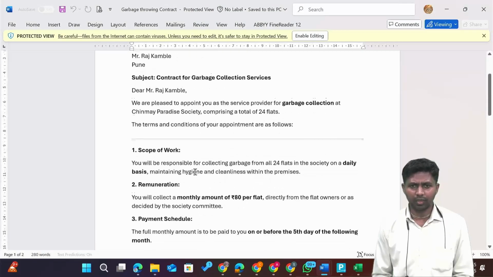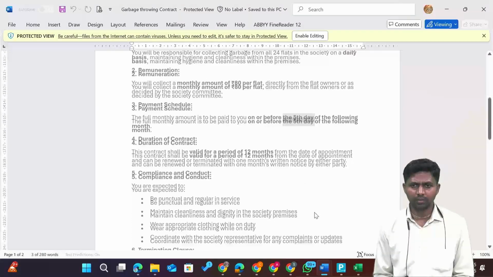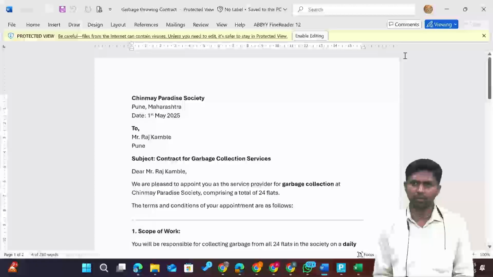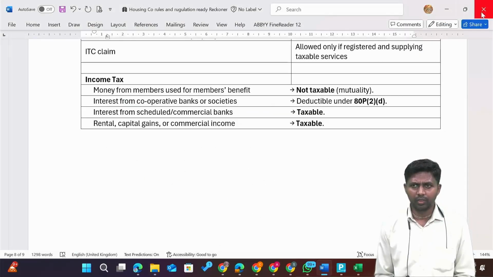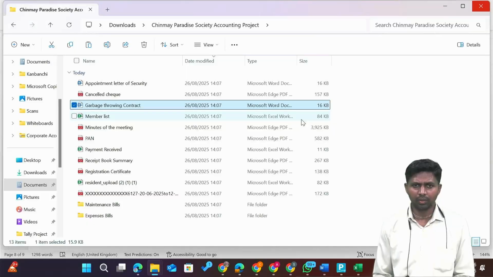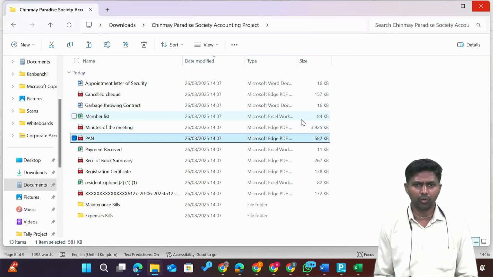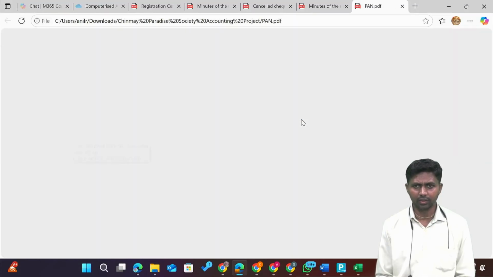Then for the garbage contract we have 24 flats, 80 per flat, correct. Before 5th of the following month, valid for 12 months, etc. Just read the amount. Right now, no need to keep everything in mind, but we'll go through an overview of all the documents. PAN, yes, as per income tax, we have seen already that PAN is mandatory. We have also taken the PAN. We have PAN with us. You can check the PAN.